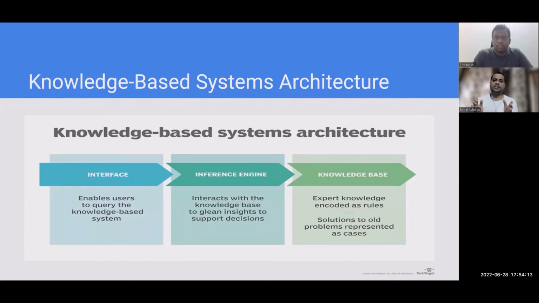Now, this is a typical architecture of a knowledge-based system. It has an interface that enables users to query the knowledge base. It has an inference engine, which means that you infer from it. For example, it interacts with the knowledge base to generate insights to support decisions. That's what we do in inference. Then we have the knowledge base, with expert knowledge encoded as rules. This is where all the things are kept stored, and we keep updating it based on feedback loops. So this is a simple architecture of a knowledge base system.